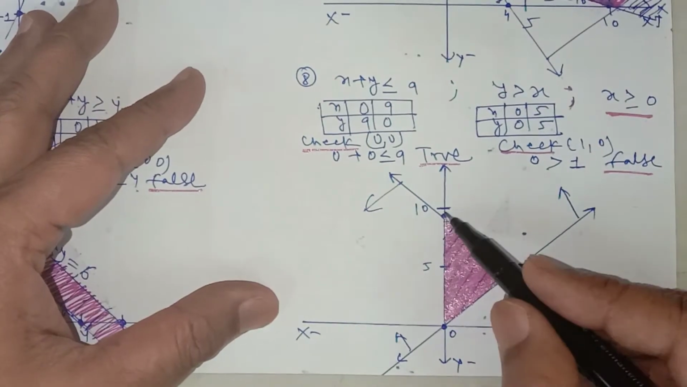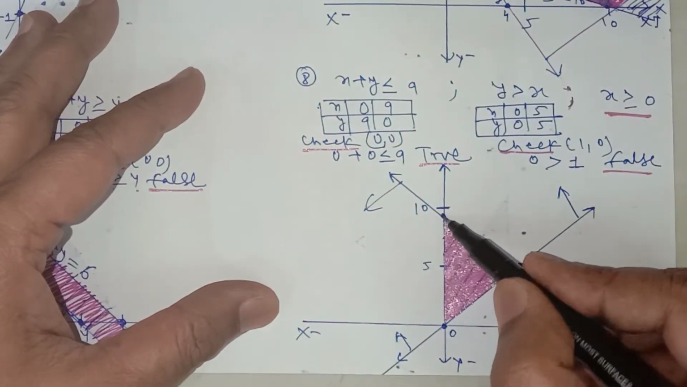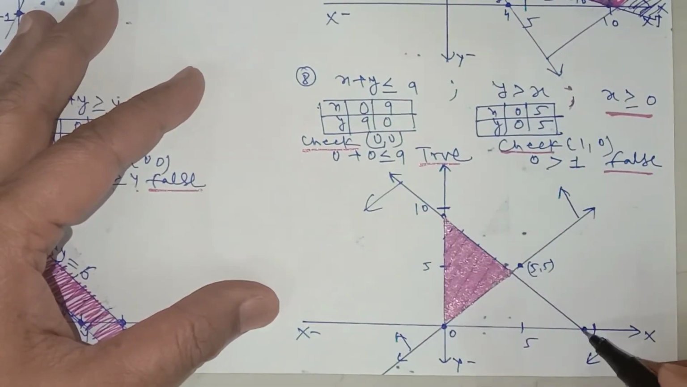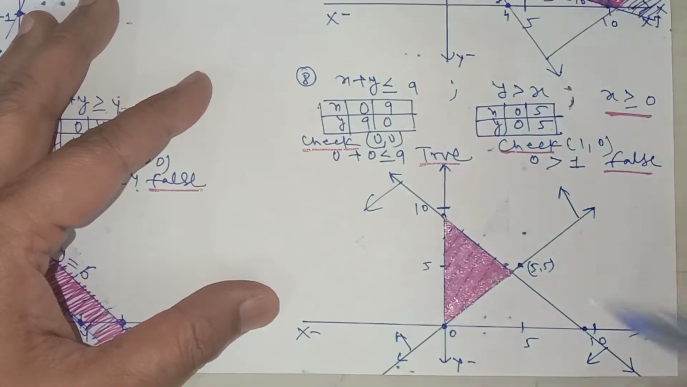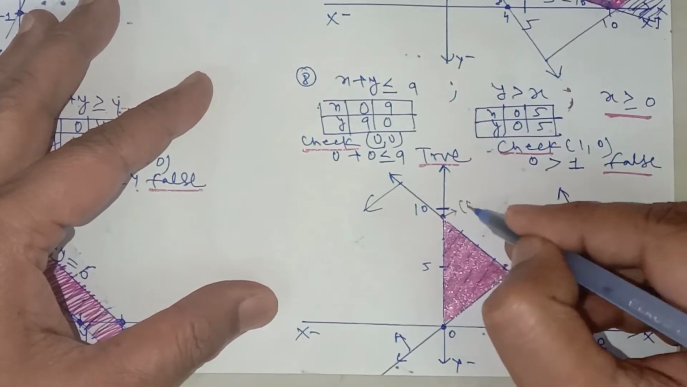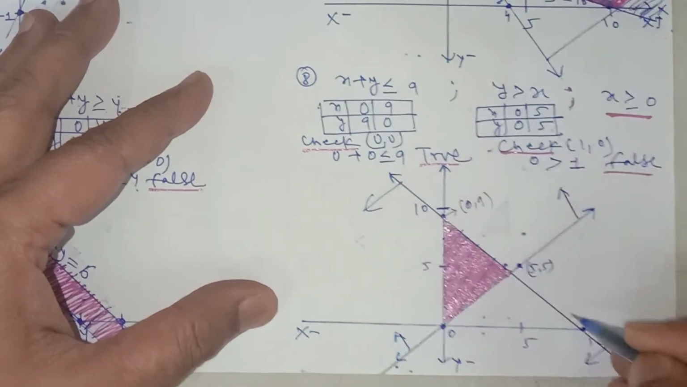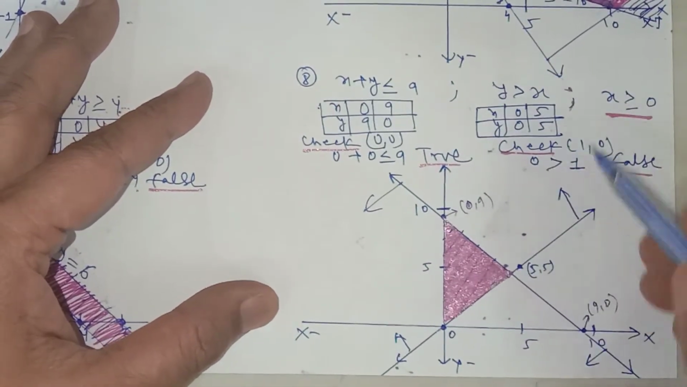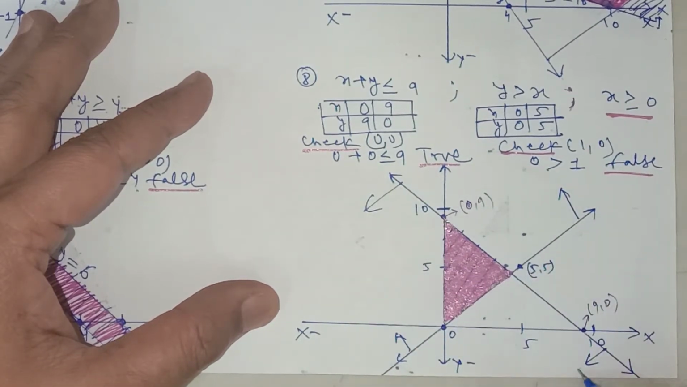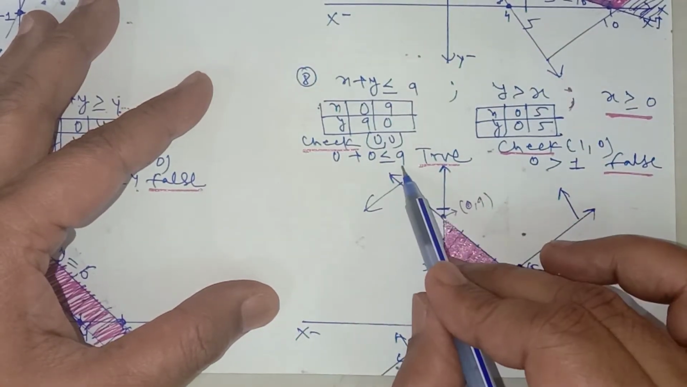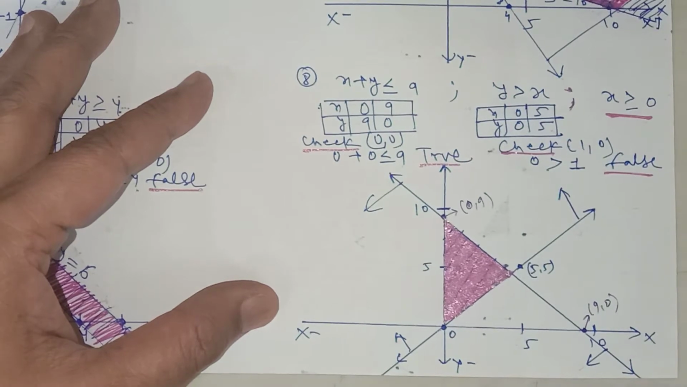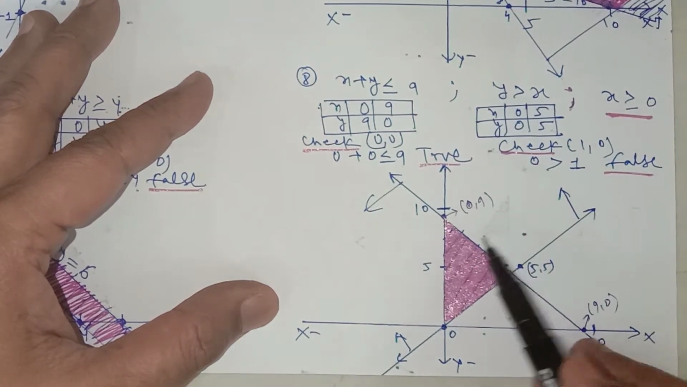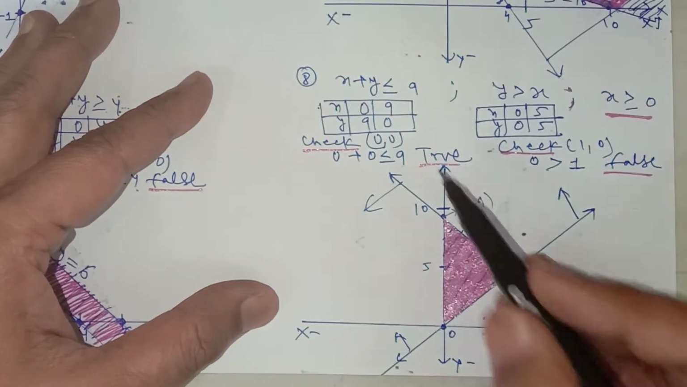So x0, y9 and x9, y0 is this point. So this point is 0, 9, and this point is 9, 0. Now second is, and it will be shaded towards the origin, because 0, 0 is the solution of this equation, that I have taken. So it will be shaded towards the origin.